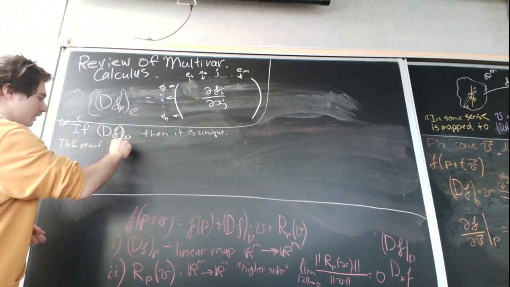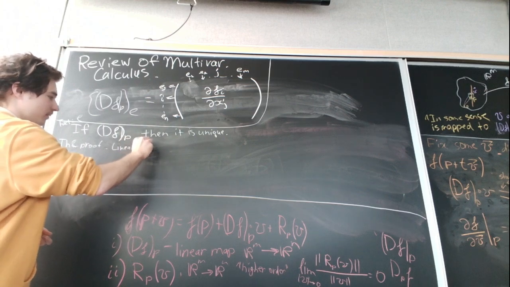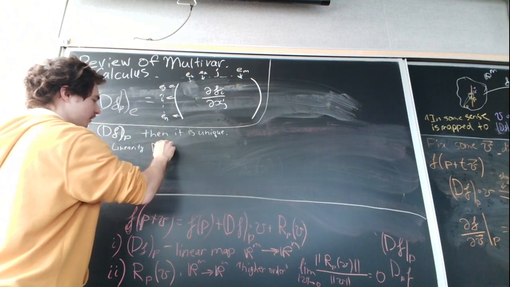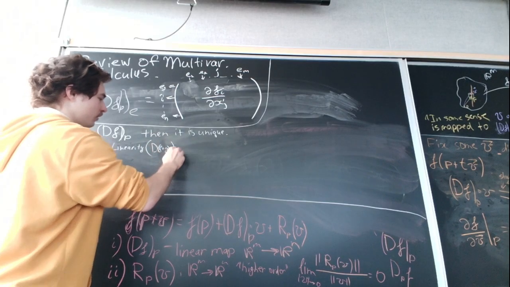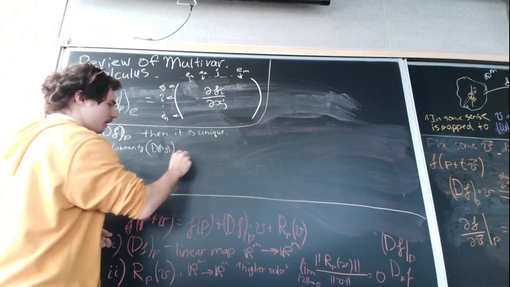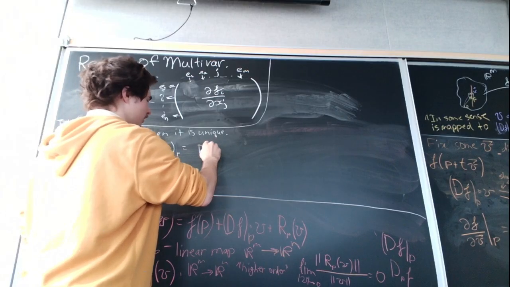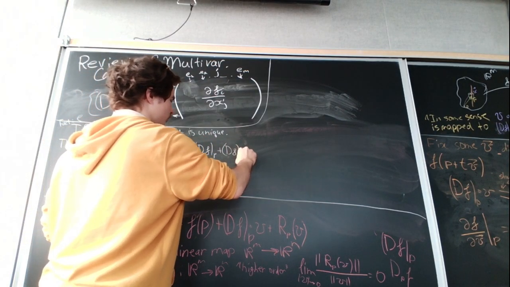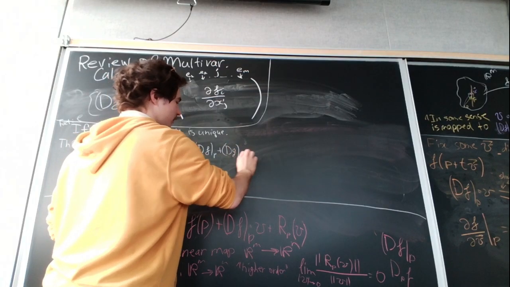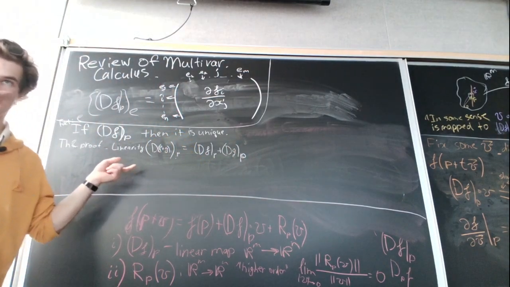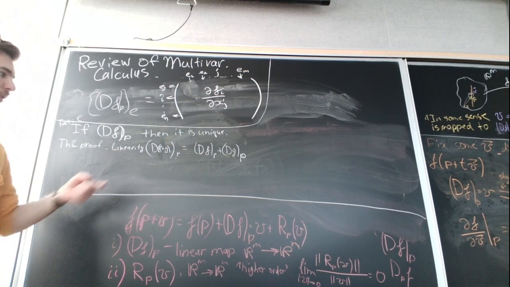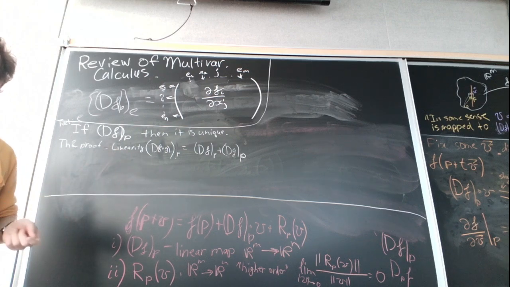Linearity of d(f plus g). If I take the derivative of f plus g at point p, that should be equal to the derivative of f at point p plus the derivative of g at point p. Right? This should be true. So let's prove this.